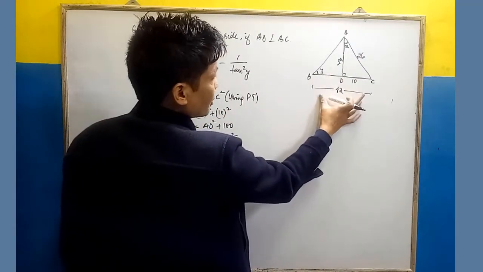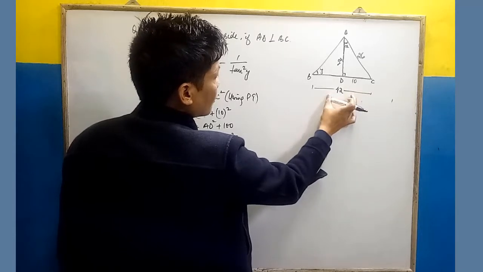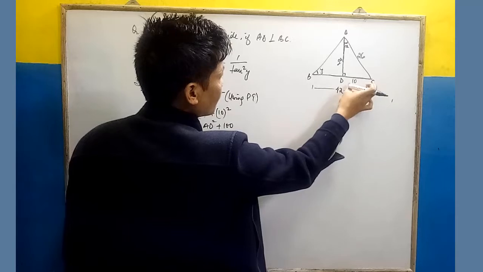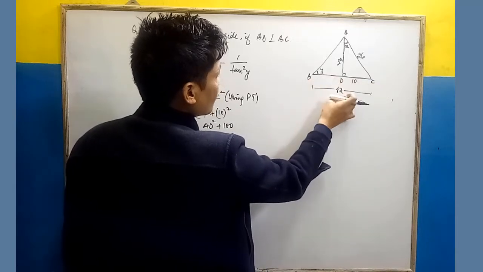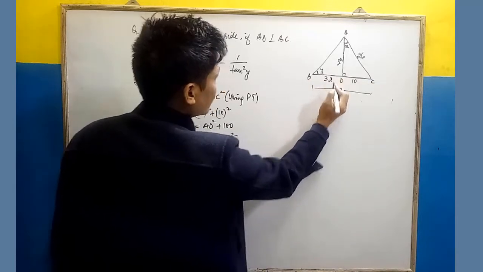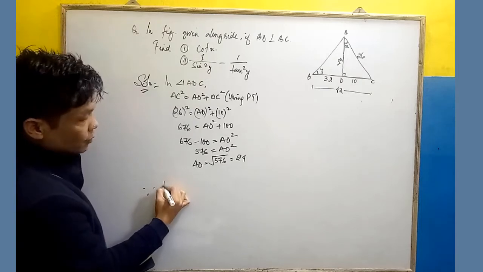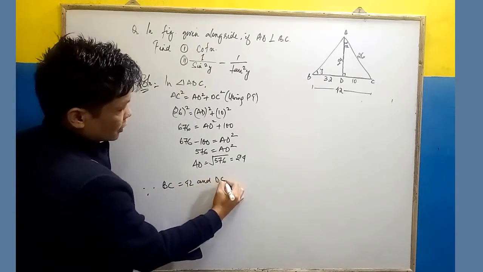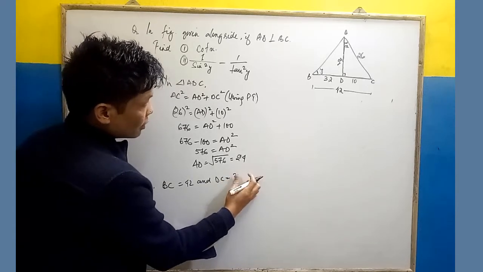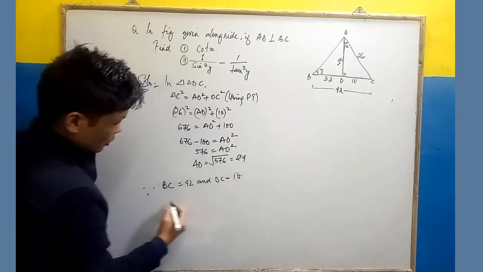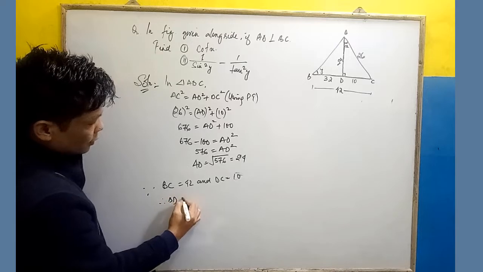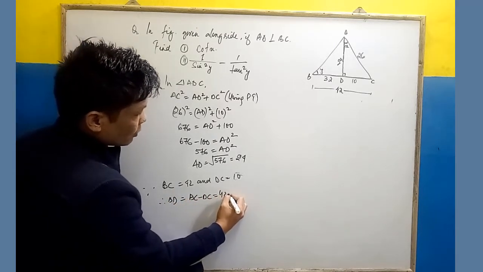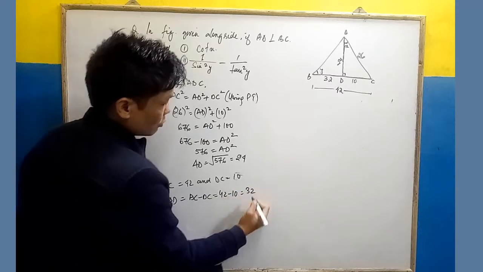BD we can directly find out from the given values, because if total length BC is given 42 and this is 10, then the remaining will be 42 minus 10, which is 32. Or else we write like this: BC is given 42 and DC is given 10. Therefore BD will be equal to BC minus DC, which is 42 minus 10, which is 32.